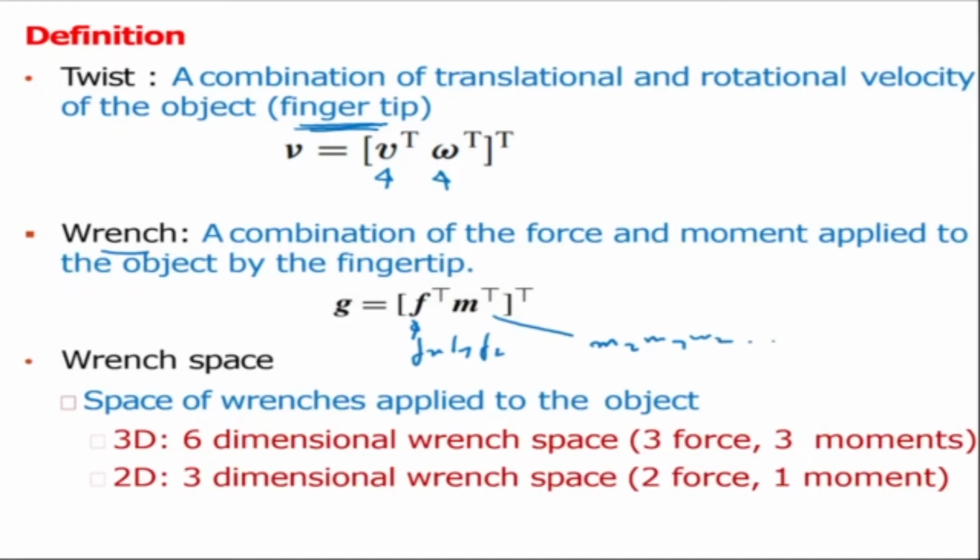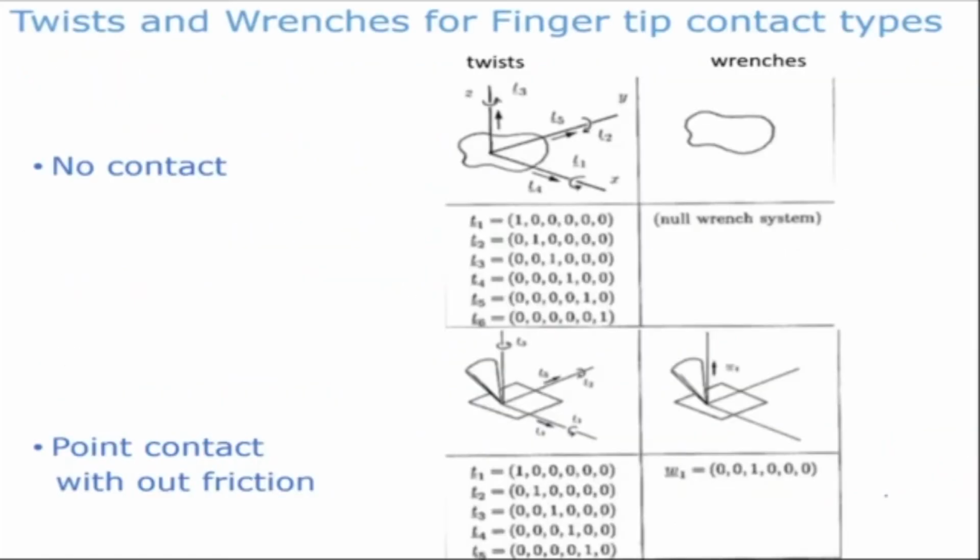Now, in order to grasp an object, what does this mathematically mean? That is something which we'll look at today. We have seen that the space of the wrenches applied to the object has 6 dimensions in 3D. So there are 3 forces and 3 moments, and in 2D it has 2 forces and 1 moment. Depending on the kind of contact that is made, different constraints will be put. Twists, remember, are to do with angular velocities and linear velocities, whereas wrenches have to do with forces and moments. There are 3 forces, 3 moments, whereas here there are 3 angular velocities, 3 linear velocities.